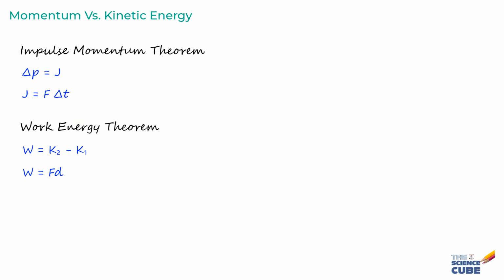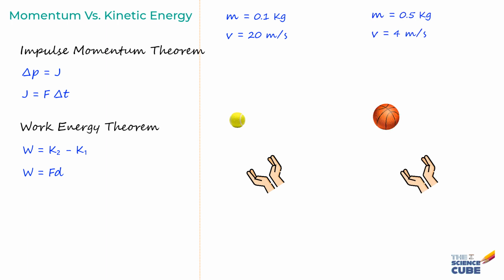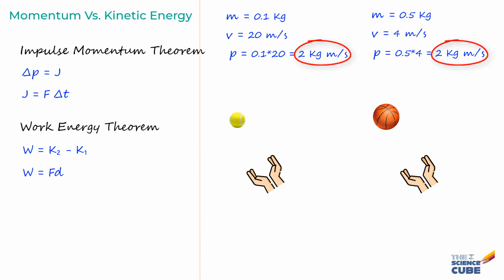So let us say you are given the choice between catching a 0.1 kilogram ball moving at 20 meters per second or a 0.5 kilogram ball moving at 4 meters per second. Which do you think would be easier for you to catch? See, both balls have the same momentum, p of 2 kilogram meters per second. So you might be tempted to say that the effort required is the same.